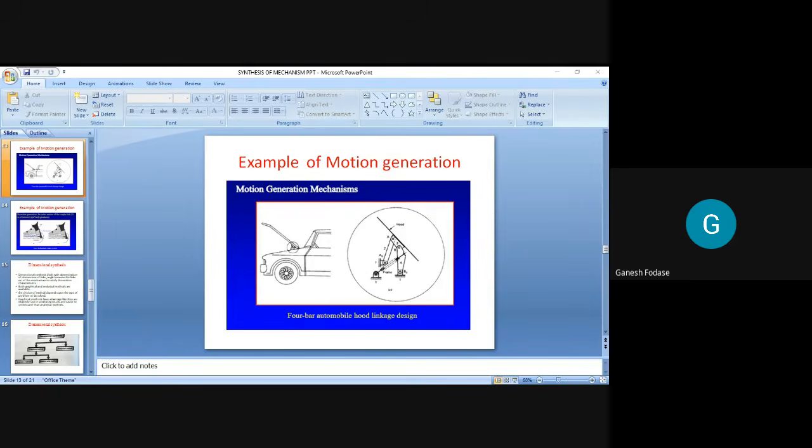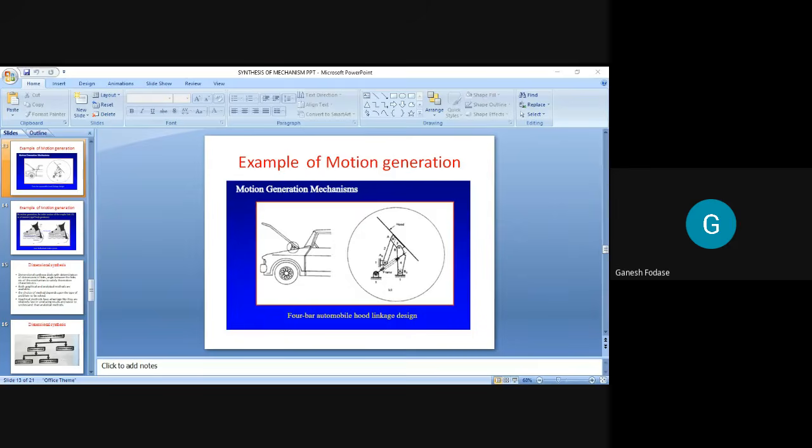Are you getting it? It is not a problem for us, meaning we do not need to solve it now. That statement comes under function generation. Similarly, if you have to design a mechanism in such a way that my requirement is that a point on a coupler should give a specific path, then I can call that statement a path generation problem, and I solve accordingly. How to solve this problem, we see later on.